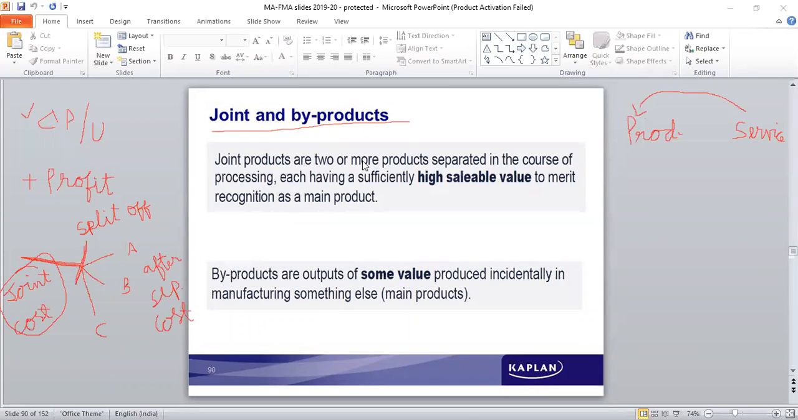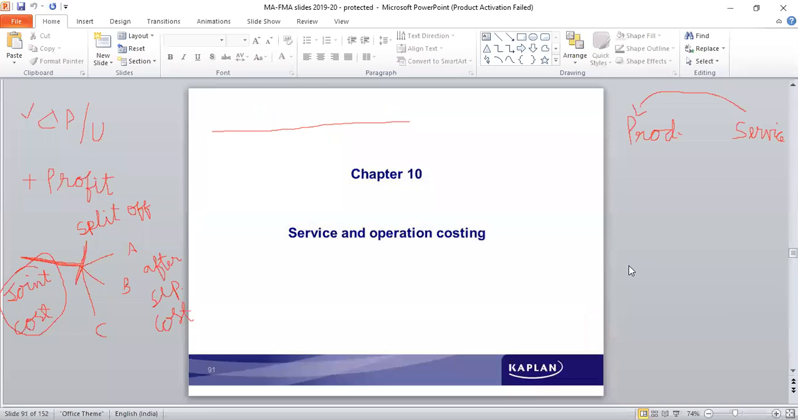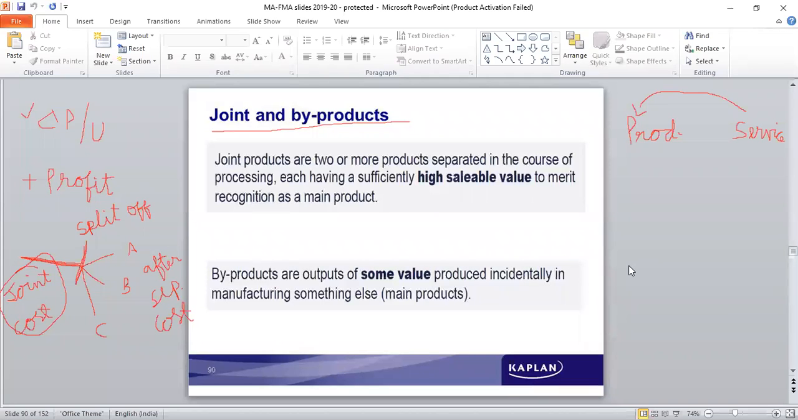So joint products are two or more products separated in the course of processing, each having sufficiently high saleable value to merit recognition as a main product. What are byproducts? Byproducts are outputs of some value produced incidentally in manufacturing something else. That is the main product. So it is not intended to be produced. That is the difference between byproducts and joint products.